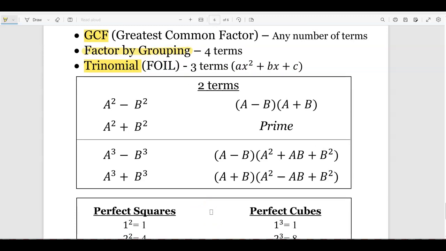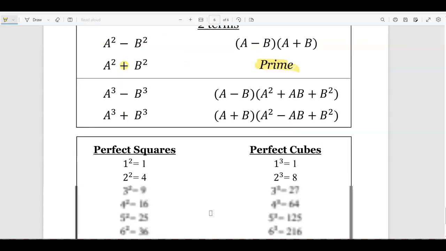Then we have our 2 terms. Our 2 terms can be split into the squares and the cubes. So if it's a square with a negative, remember it factors, but if it's a square with a positive, that's prime. Okay, and then we have the 2 cubes. Again, you'll be given these formulas on any problems. If you remember the formulas and how to use them, then it should be pretty straightforward. You will not have to memorize these formulas.